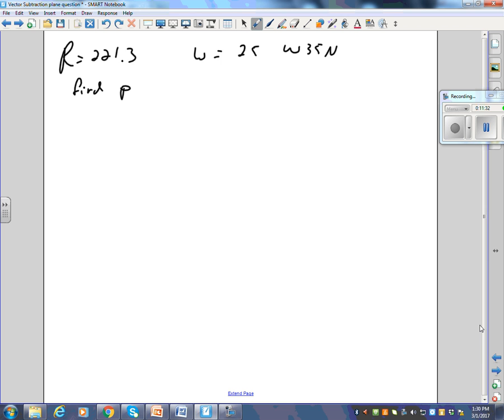And then I should see people writing R equals 221.3 and W equals 25 at west 35 north. And I guess we should also have this resultant was at south to east, I think, right? Am I right about that? South to east? Okay. Do you need a scale diagram? You do, because it's not Pythagoras, it's not a right triangle.